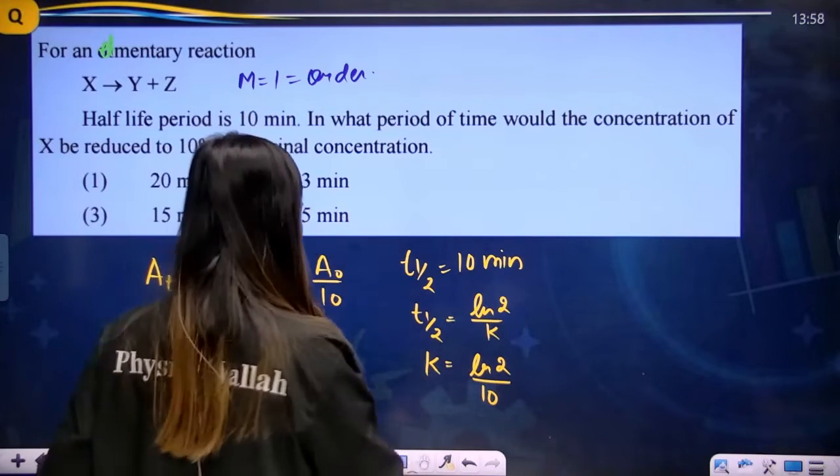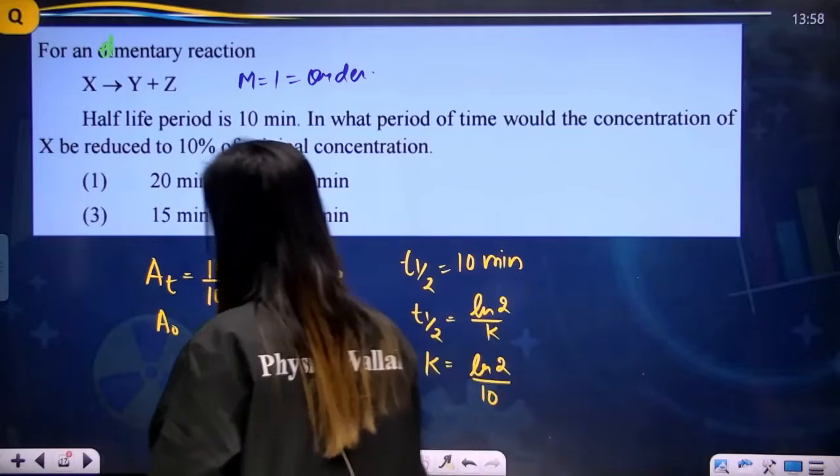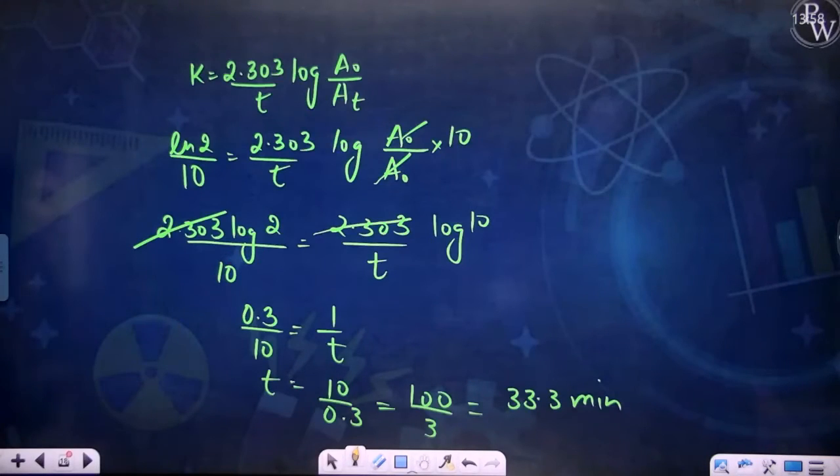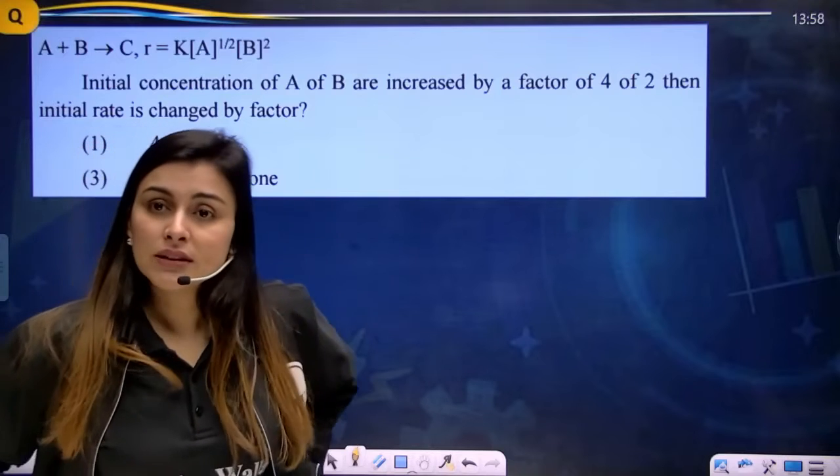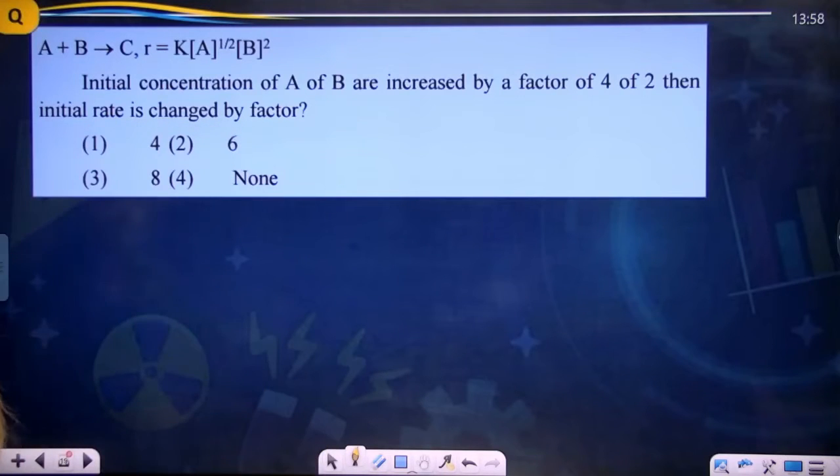Now let's move forward, my dear students. Let's see what the next question is. If you want to write it, you can write it. Next question. The question says that A plus B gives you C and the rate is given by A power half and B whole square.